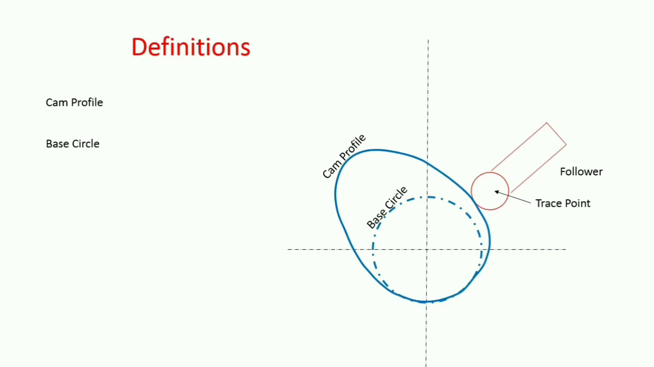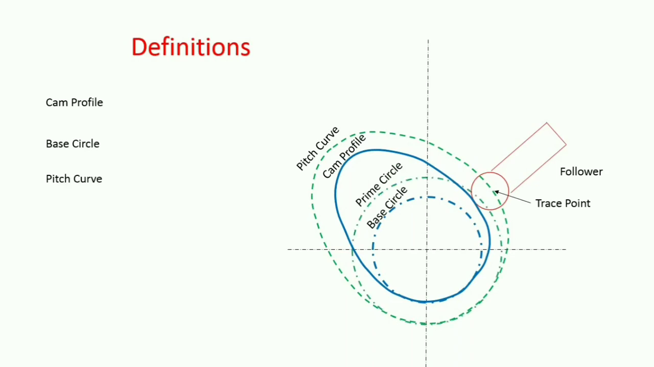So a trace point is a reference point on the follower to trace the cam profile. Like this is a roller follower, so the center of the roller will be the trace point. This is a pitch curve. It is a curve drawn by the trace point, assuming that the cam is fixed and the trace point of the follower rotates around the cam.